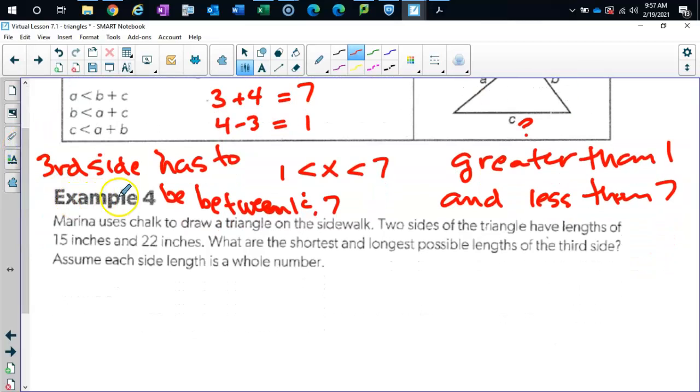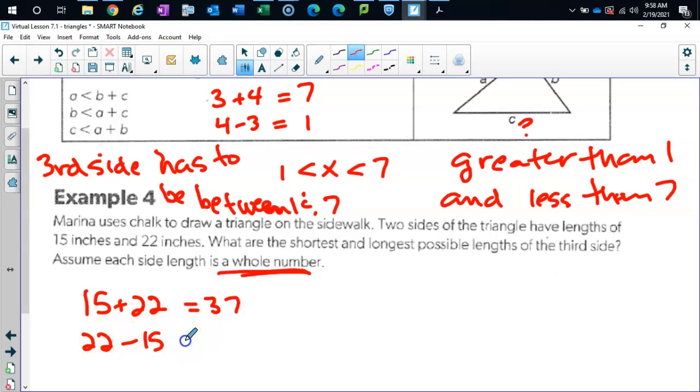So let's look at example 4. Marina uses chalk to draw a triangle on the sidewalk. Two sides of the triangle have lengths 15 inches and 22 inches. What is the shortest and longest possible lengths of the third side, assuming the side is a whole number? Now, this problem's tricky, okay? But what are we going to do? First thing we're going to do, we're going to take our two numbers, 15 plus 22 and 22 minus 15. Add them and subtract them. 15 plus 22 is 37. 22 minus 15 is 7.